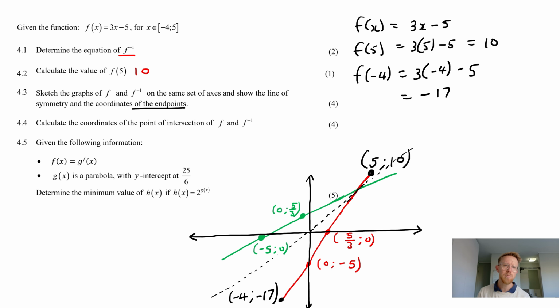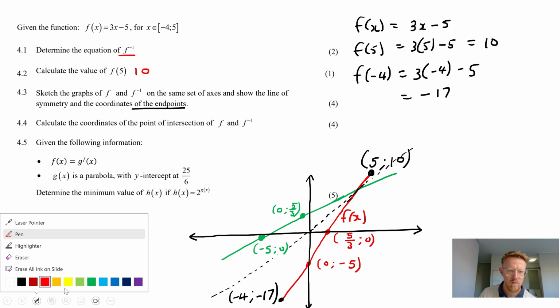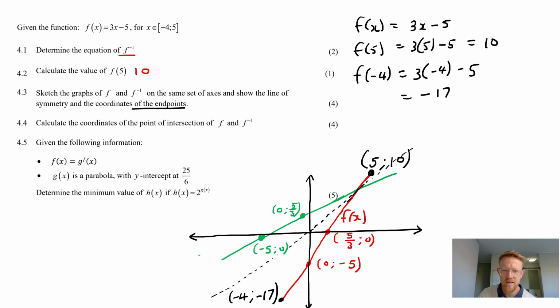Now, what would the endpoints be for the other graph? Well, the other graph is the inverse, right? This red one is the original f of x, and the green one is the inverse. Now, all you need to remember is that when you do inverses, x's and y's switch. So this coordinate will become (-17, -4). So that would be this endpoint over here, (-17, -4).